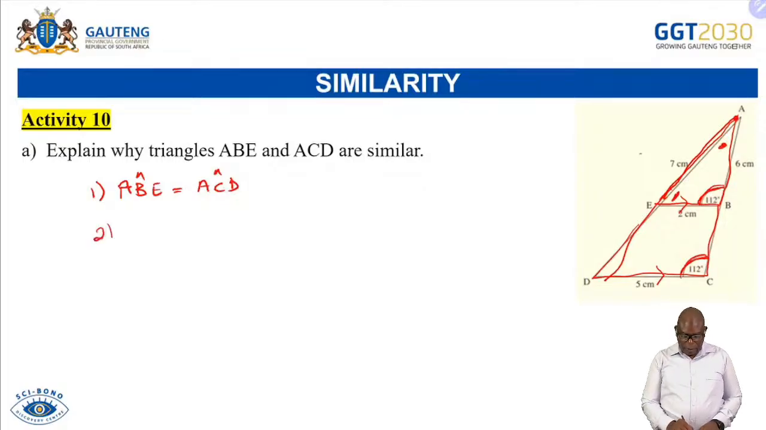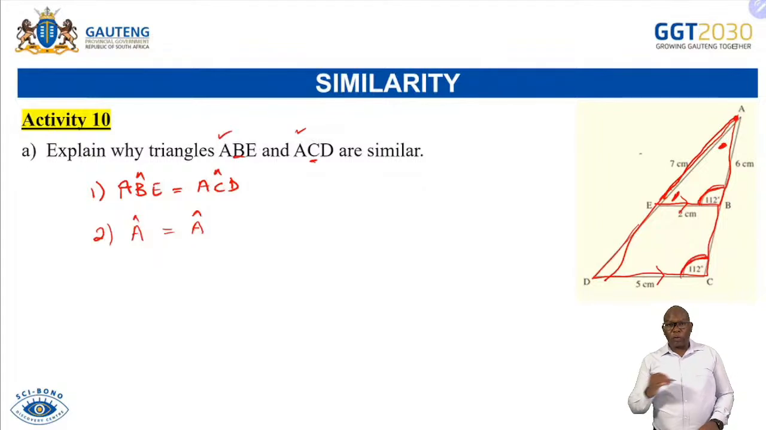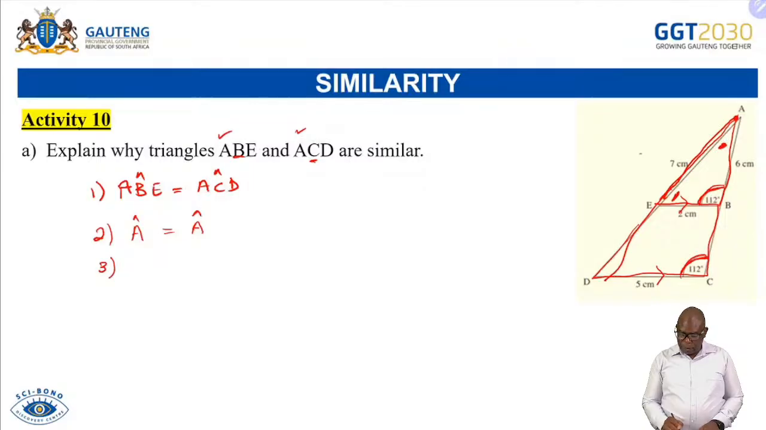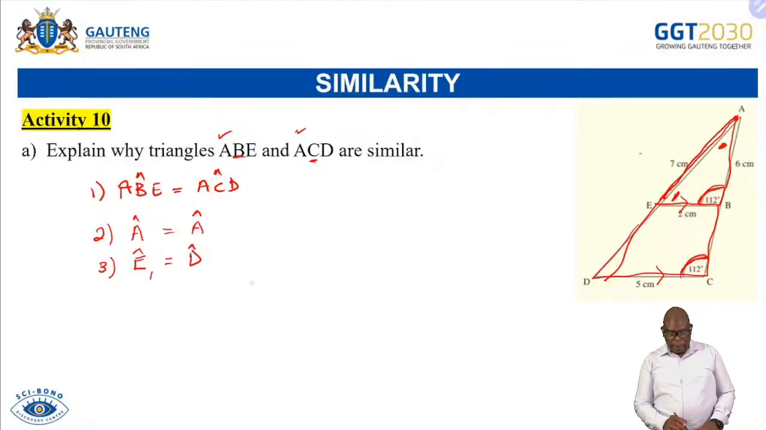This angle is a common angle. So the second thing there is that A is a common angle. There's angle A there, there's angle A there. Angle B there is equal to angle D. So what can we say? The last one, remember, will be the sum of angles in a triangle, or the third angle. So the third angle, E1 on this side, will be equal to angle D. So can you see? Therefore, I can say these two triangles are similar.